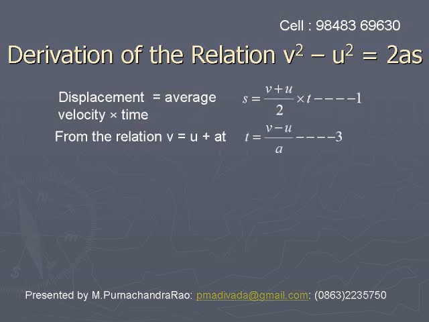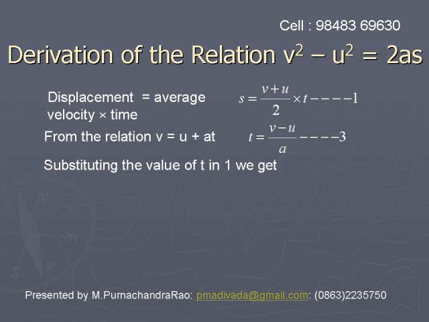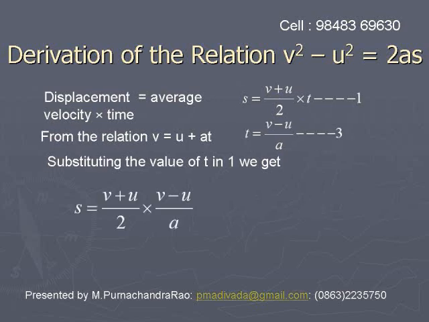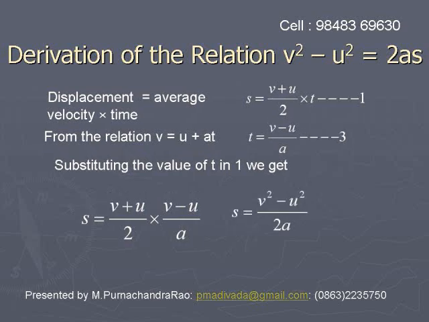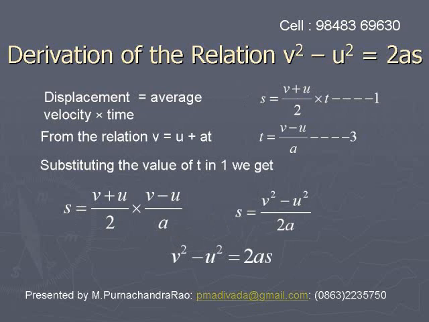From the relation v is equal to u plus at, the relation for time is written as t is equal to (v minus u) by a. Substituting the value of t in 1, we get S is equal to (v plus u) by 2 into t. For t, write (v minus u) by a. So, we will get S is equal to (v plus u) by 2 into (v minus u) by a, which becomes S is equal to (v square minus u square) by 2a, from which we will get v square minus u square is equal to 2as. Like this, we derive the relation v square minus u square is equal to 2as.